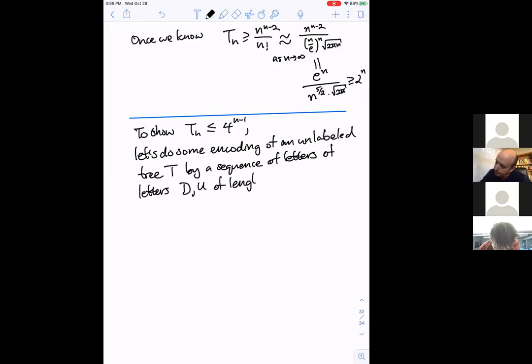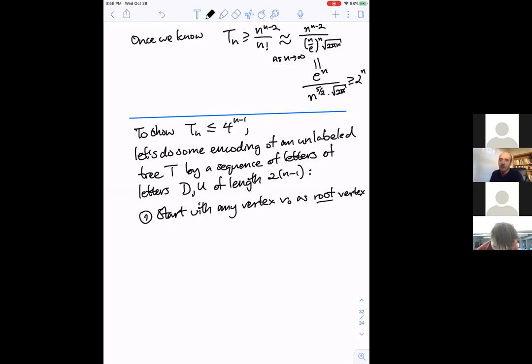Of length 2 times n minus 1. All right, so let me show you how I'm going to do this. You start with any vertex in your tree, and it doesn't matter which one you pick. Let me think of it as the root vertex. When you pick a vertex in a tree, people often call it a root, picking a root.